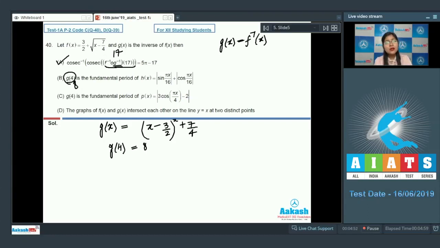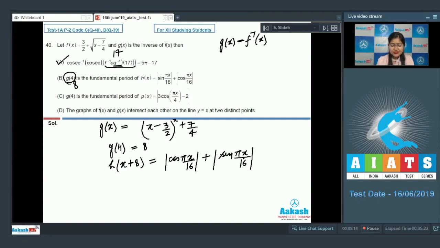Now, we have to find the fundamental period of h(x). Now, to find its period, let's find h of x plus 8. That will be equal to, when we put here x plus 8, then this will be converted into cos pi x divided by 16. And the second term will convert into sin pi x divided by 16. So, it is same as h(x), which means that its period is 8. So, this option will be correct. Now, let's find the period of p(x). Its period will directly be 2 pi divided by pi by 4, that is again equal to 8. So, this option is also correct.